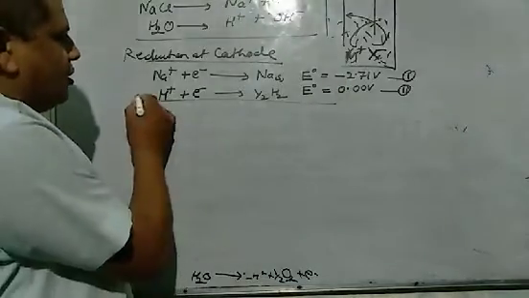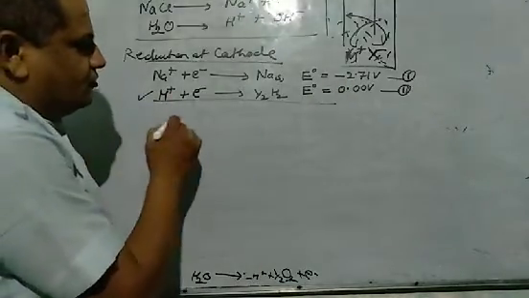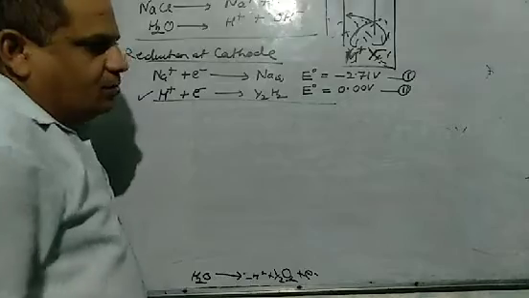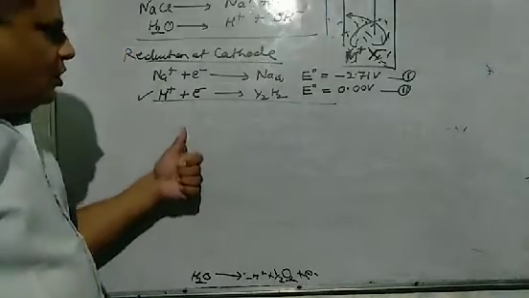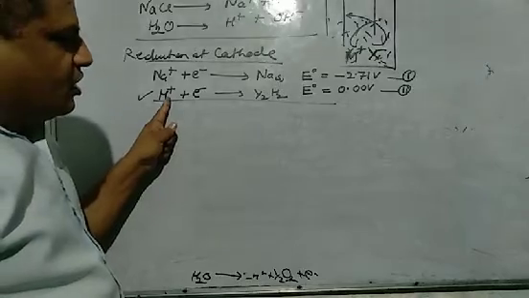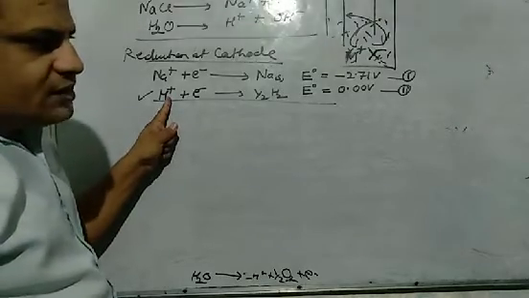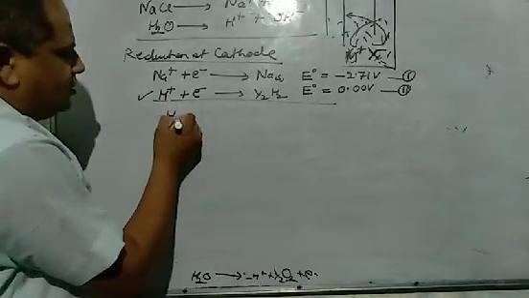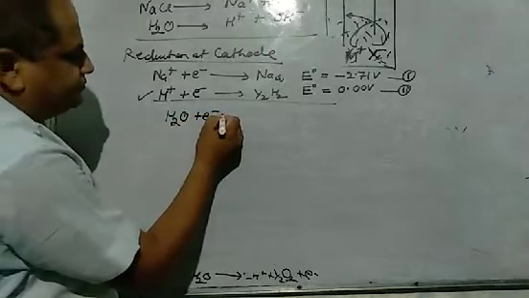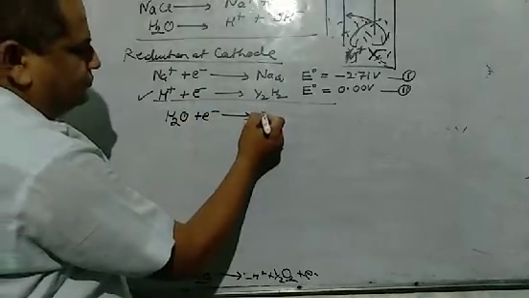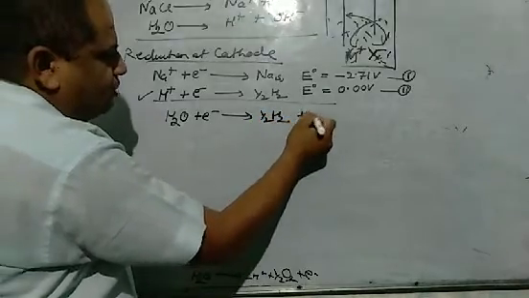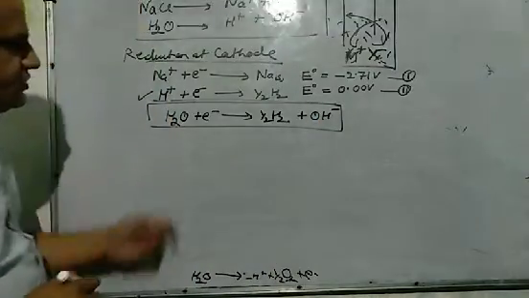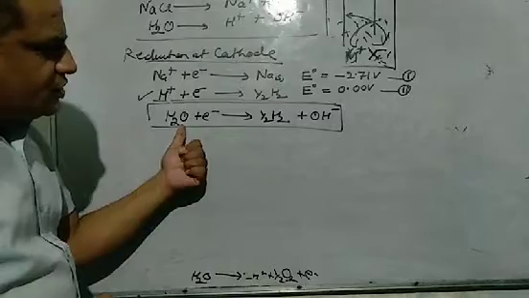So this reaction will occur preferentially and hydrogen will be obtained at the cathode. Now, since H+ is obtained by the dissociation of H2O, the actual reaction you can write here is H2O plus electron gives half H2 plus OH-. This is the actual reaction since H+ is obtained by the dissociation of H2O.